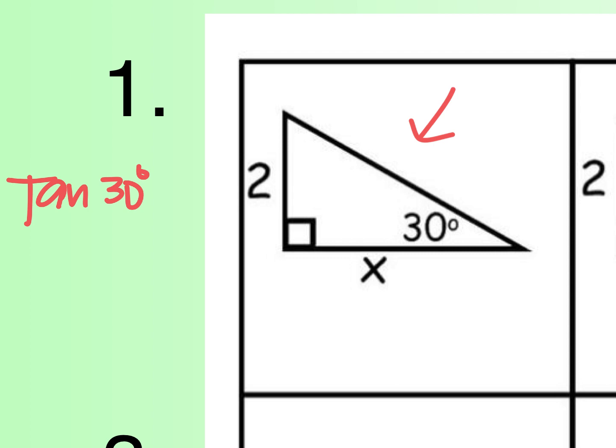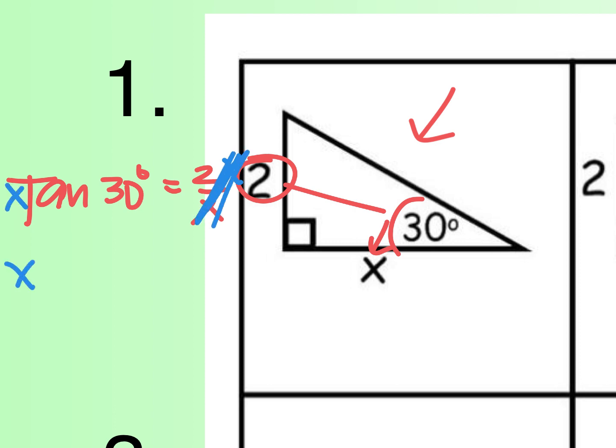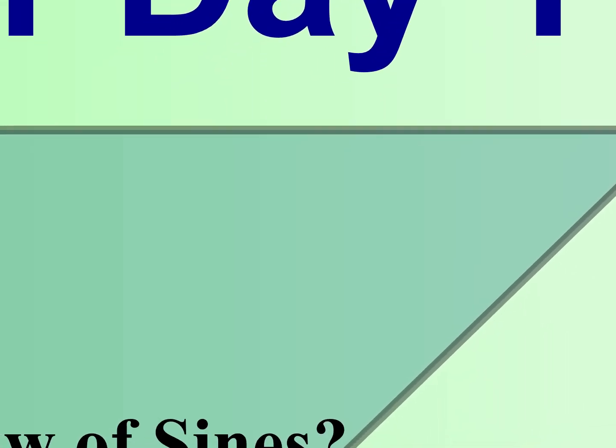So I use tangent of 30, which is opposite over adjacent, which is 2 over x. Then I'd multiply both sides by x, and that would cancel. And then I'd say x equals 2 over tan 30. Raise your hand if you had that one right. Okay, but the problem is you can't leave tan 30 in your answer. Did you know that? Okay, why can't you leave tangent of 30 in your answer? Because you know what tangent of 30 is.